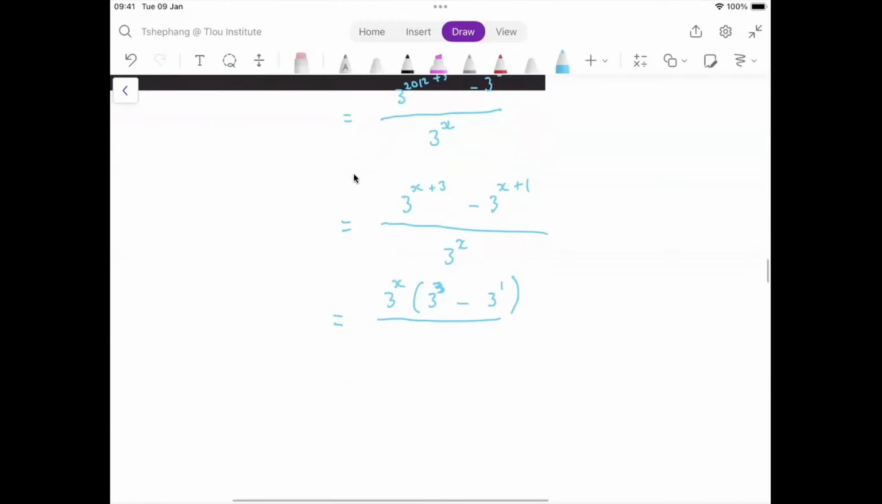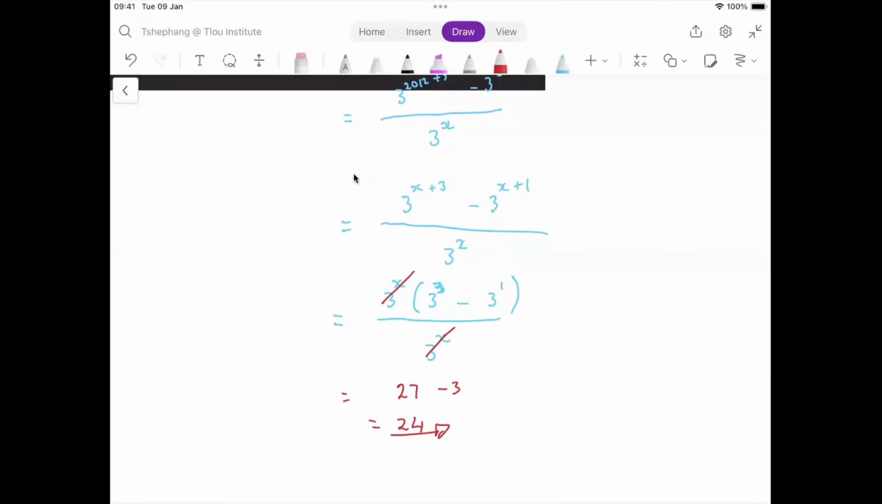Then we're going to have 3 to the x. It's just a matter of canceling. This cancels that. What are we left with on top? 3 to the power of 3 will give us 27, and then 3 to the power of 1 is just 3. This is going to be 24.